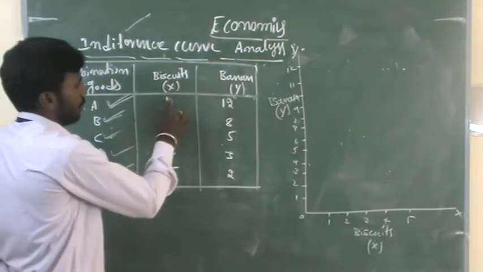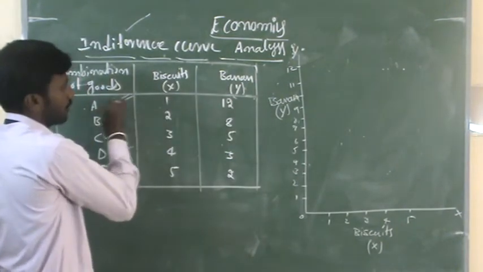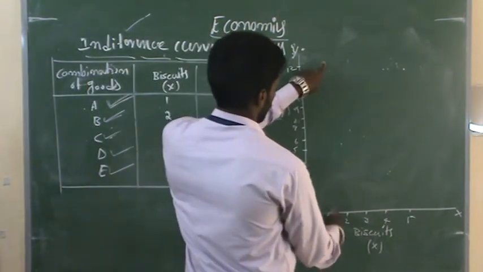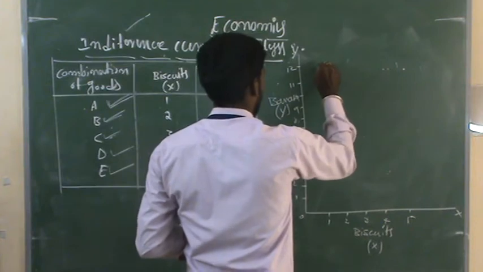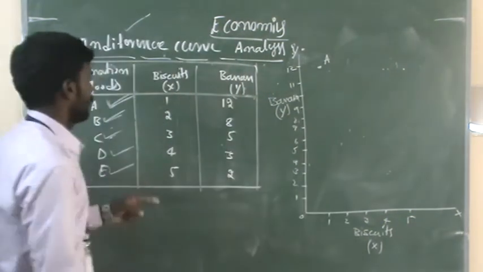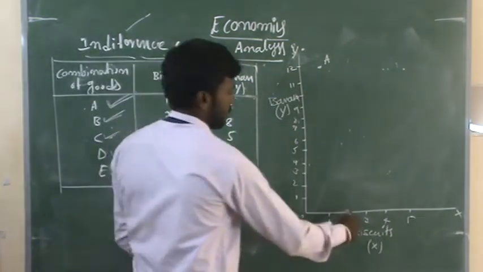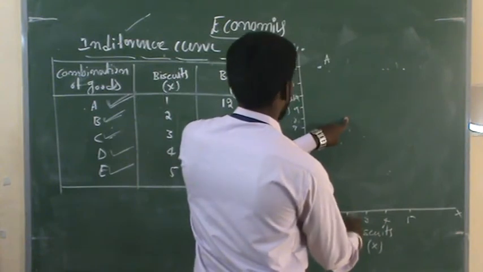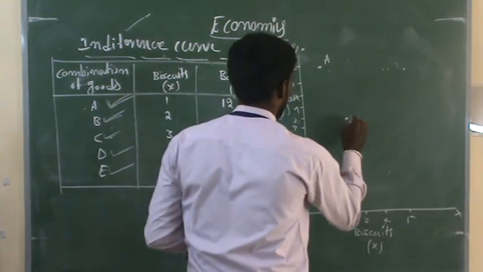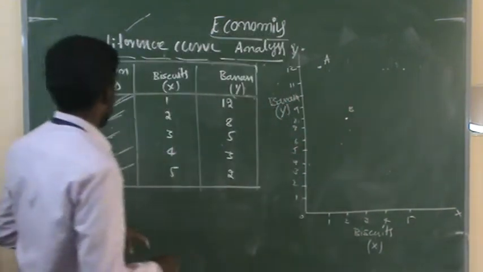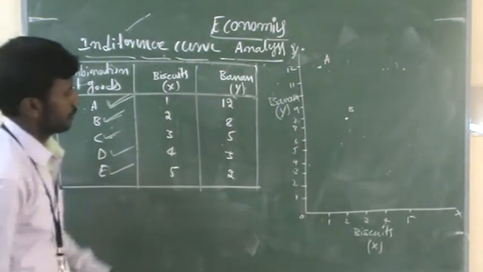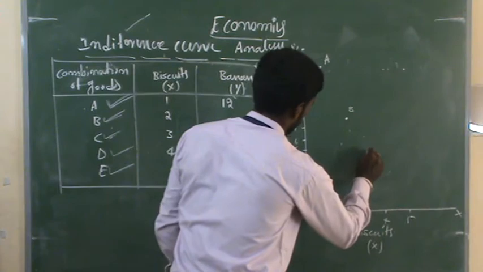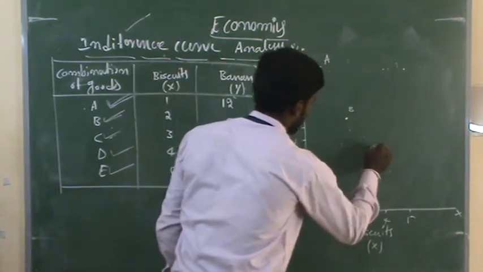Now, 1, 12. A combination: 1 unit of the biscuit, 12 units of the banana. So that we are going to find here, combination A. Second one, 2 and 8: 2 units of the biscuit, 8 units of the banana. So we are making a mark here. That one we are going to consider B. Next, C, that is 3 and 5. So here, this is C.